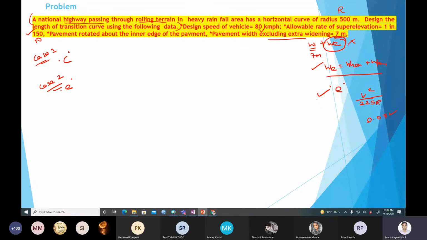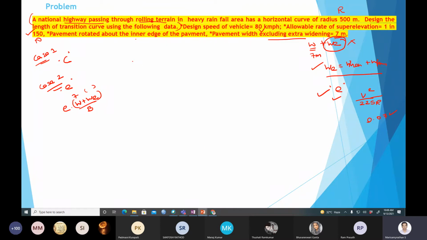then in the same problem we need the extra widening, because the super elevation is also there. E into W plus We is nothing but B. In this B, W is given as 7 meter and the We you have to estimate. Then you can apply it in that particular equation. EV divided by 2, or in this case divided by 2 won't come, because it is with respect to the inner edge rotation instead of the center line.